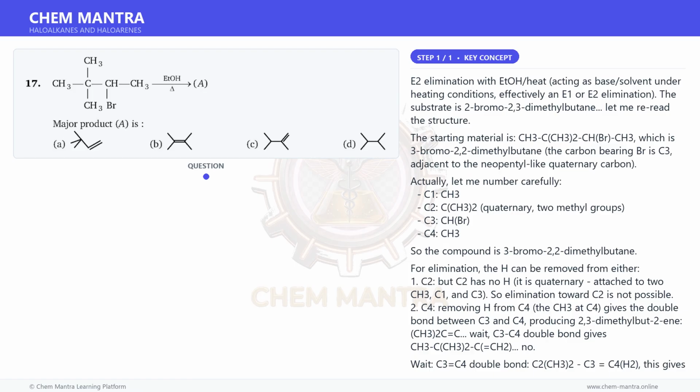The substrate is 2-bromo-2,3-dimethylbutane. Let me reread the structure. The starting material is CH3C(CH3)2CH(Br)CH3, which is 3-bromo-2,2-dimethylbutane. The carbon bearing Br is C3, adjacent to the neopentyl quaternary carbon. Actually, let me number carefully. C1, CH3; C2, C with two methyl groups, quaternary; C3, CHBr; C4, CH3.